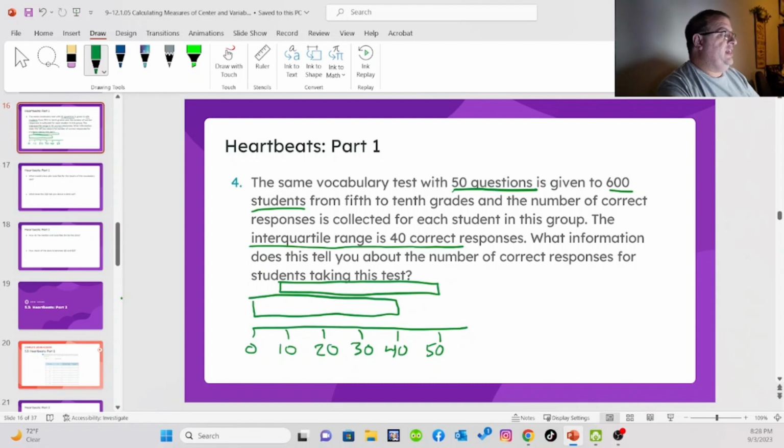And logically thinking about it, if I gave the same vocabulary test to kids between 5th and 10th grade, that's what you would expect. You would expect 10th graders to score much higher than you would expect 5th graders to score if the test was about the exact same words. So in this case, logically, we expect 5th graders and 10th graders to score very differently than each other. And when we see the data, we in fact find out the interquartile range of 40 out of 50 means we had a very large variability.